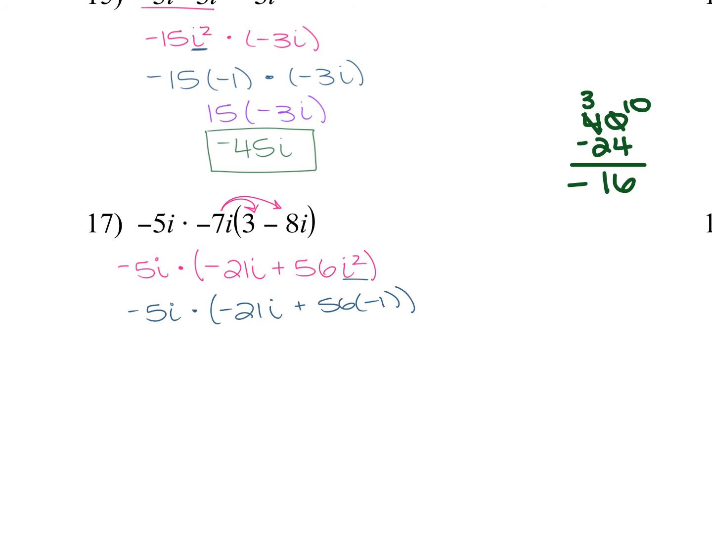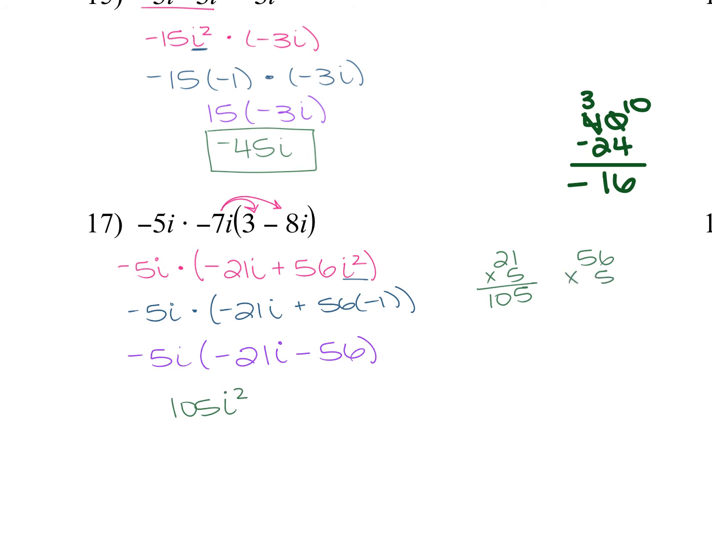From here, the positive 56 times negative 1 is going to turn the 56 into a negative. So you're going to multiply that negative 5i times negative 21i minus 56. That 21 times 5, 1 times 5 is 5. 5 times 2 is 10, is going to give us a positive 105i squared.